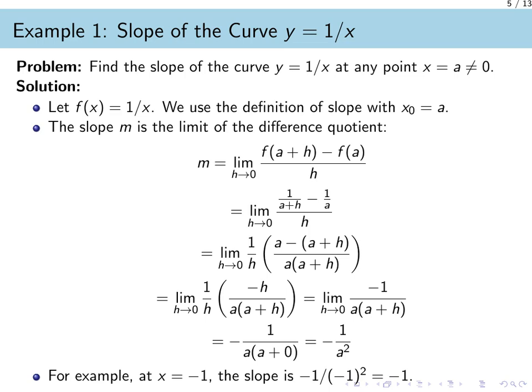For a concrete example, if we want the slope at x equals -1, we calculate -1 divided by the quantity -1 squared, which gives a slope of -1. The key takeaway is that we now have a powerful formula for the slope at any point on this curve.